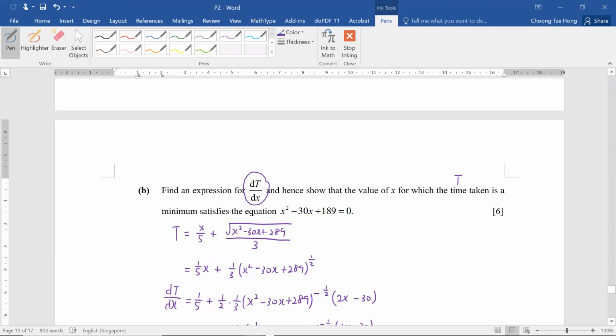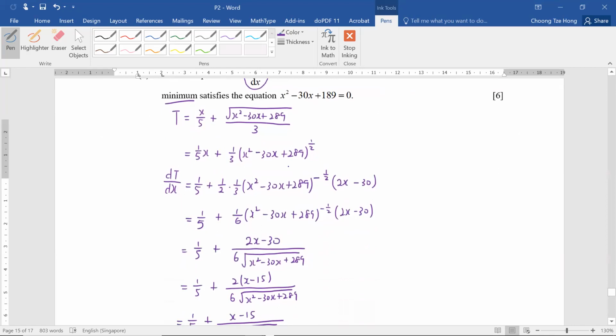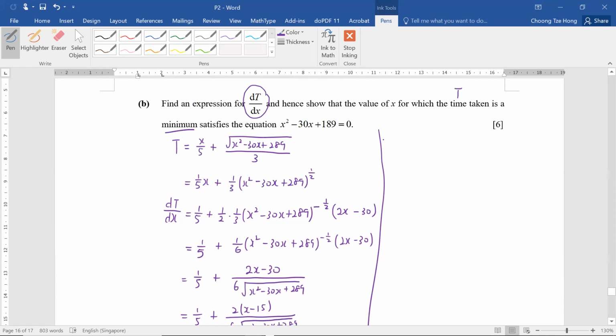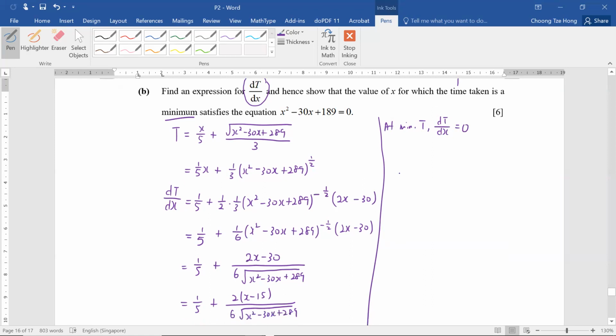So when t is a minimum, what can we say about dt dx? dt dx is the gradient for the function, the time function with respect to x. So if t is a minimum, then dt dx is equal to 0. That's basically what we want to do. I'll do the working at this side. So at minimum t, dt dx equals 0.